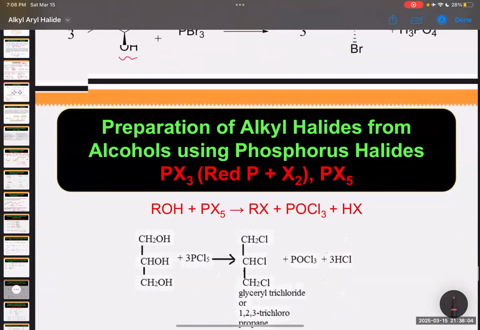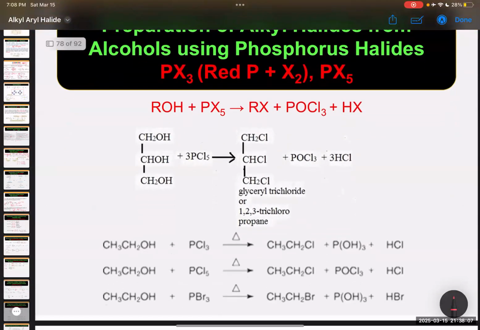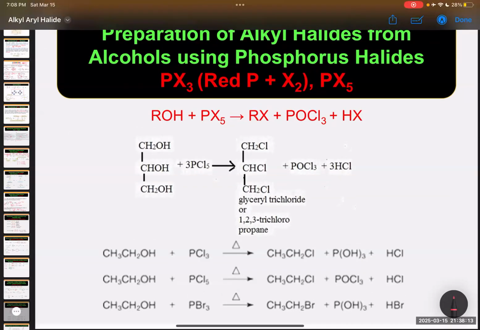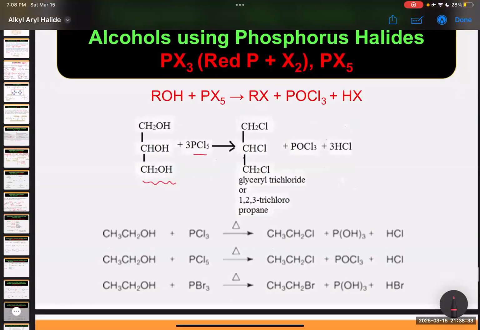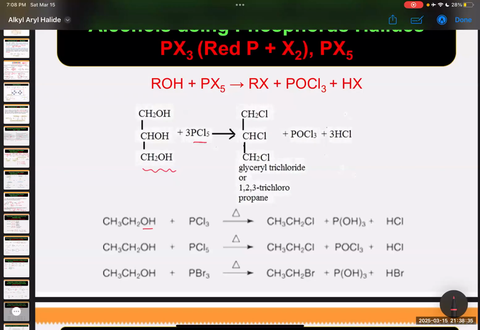Next is, so I hope everybody is able to see the screen, and if there is any problem, just stop me anytime. Okay, and in this case we are treating glycerin or propane 1,2,3 triol with 3 moles of PCl5, and we get the propane 1,2,3 chloro compound. That is 1,2,3 trichloropropane. Okay, this is OH being converted.